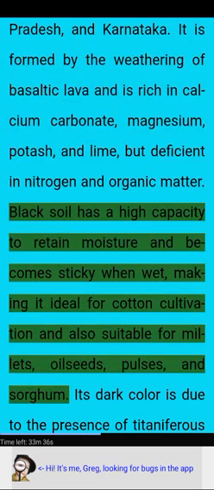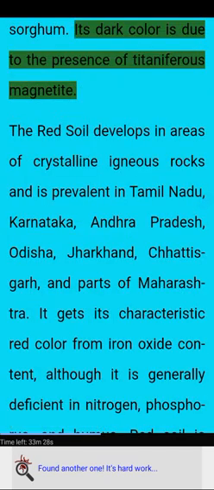Black soil has a high capacity to retain moisture and becomes sticky when wet, making it ideal for cotton cultivation and also suitable for millets, oilseeds, pulses, and sorghum. Its dark color is due to the presence of titaniferous magnetite.